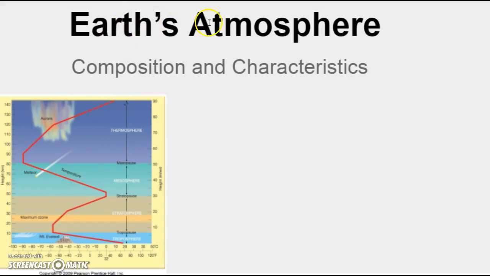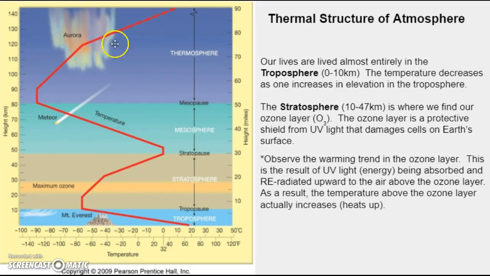This lecture is going to go over the Earth's atmosphere. We're going to look at the composition, the characteristics, and the change of our atmosphere over time. It all starts with identifying the troposphere. This is where we live, this is where we spend most of our life. So we're going to look at the thermal structure of our atmosphere.